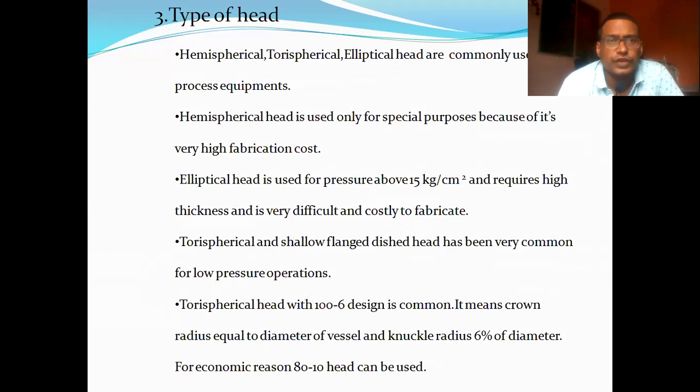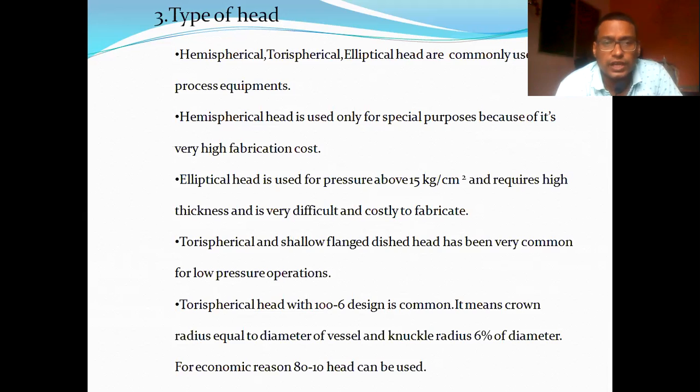Then the selection of the head. The toruspherical head will be used for pressures up to 15 kgs per centimeter square. Above that, the elliptical heads are provided, and for special purposes and higher pressures, the hemispherical head is preferred. Flat plates are used only for atmospheric conditions.